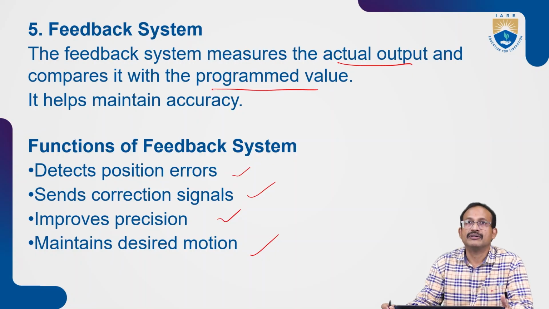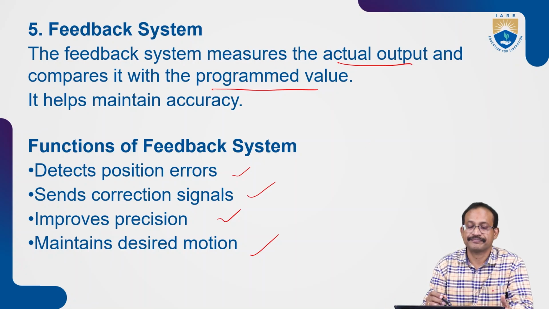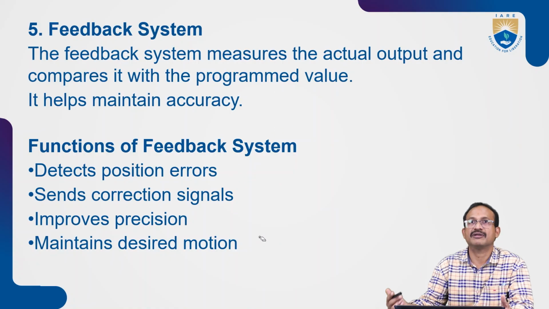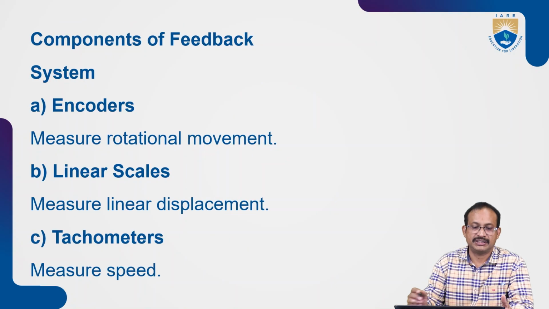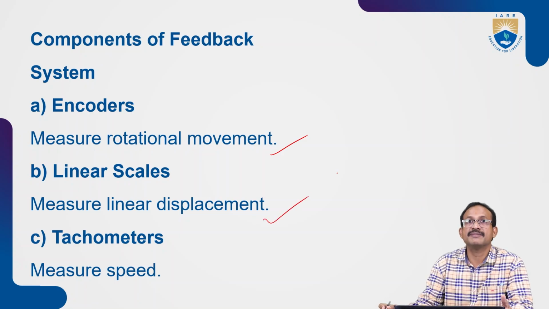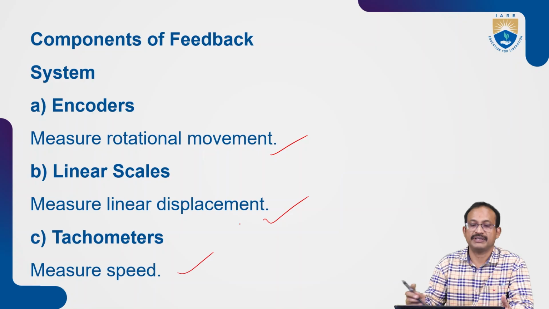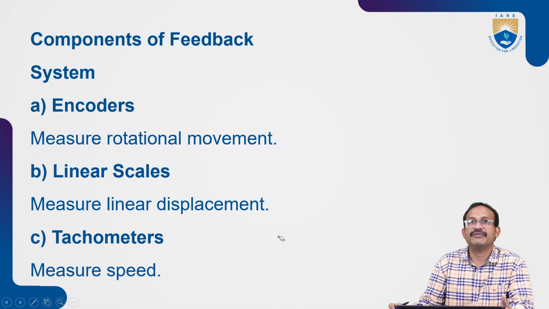So usually we do not get the actual output in the first instant, but within a fraction of seconds, the feedback system sends the signals to the control unit, where the control unit minimizes these errors. Finally, we get the desired speeds or feeds, whatever unit it requires. Components of feedback system: encoders, which measure rotational movement. Linear scales measure linear displacement. Tachometers measure speed. These are the components of feedback system.